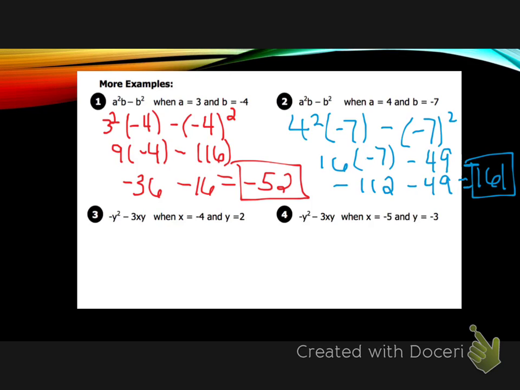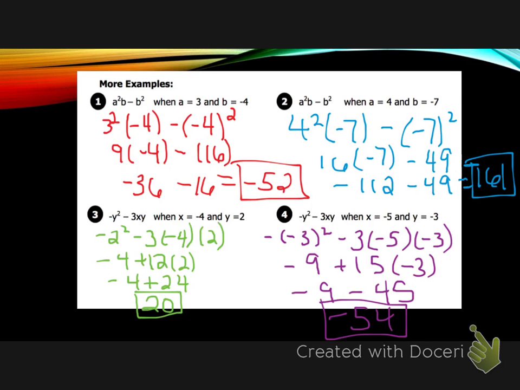So go ahead and pause the video and see if you can do 3 and 4 on your own. Now you should have gotten 20 and negative 54. The most important key here is to make sure that, notice your 2 was positive, so you weren't squaring the negative 2. You were only squaring the 2 and then taking the opposite. So it would be negative 4 plus 12, because negative 3 times a negative 4 is a positive 12 times 2. So then you've got negative 4 plus 24, which comes out to 20.